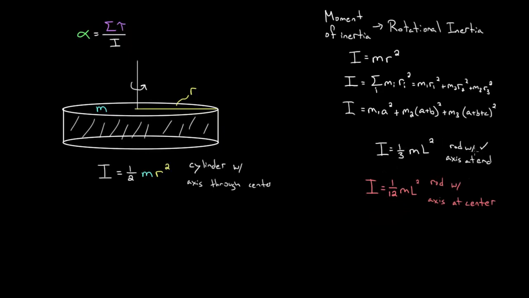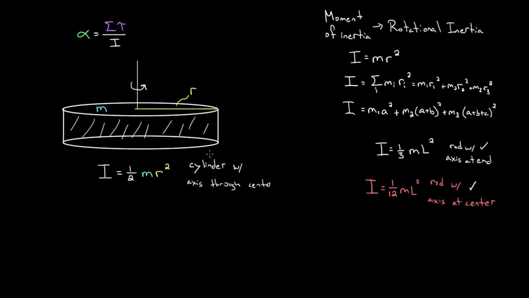If you rotate the rod about its end, it's 1/3 ml squared for the moment of inertia. If you rotate the rod about the center, it's 1/12. And again, the reason for that is because by rotating it around different axes, you've made it so some of the mass is at different r's from other axes that you could choose.